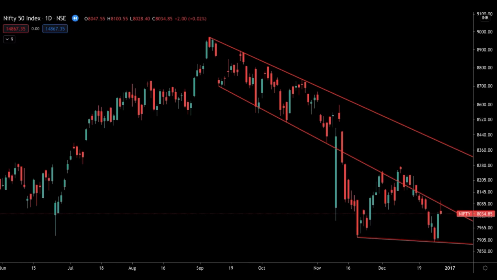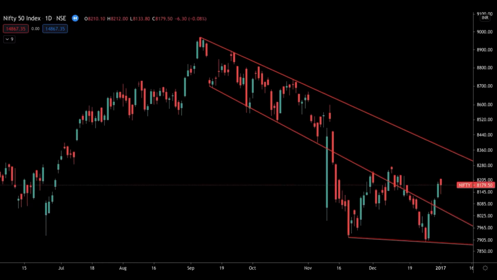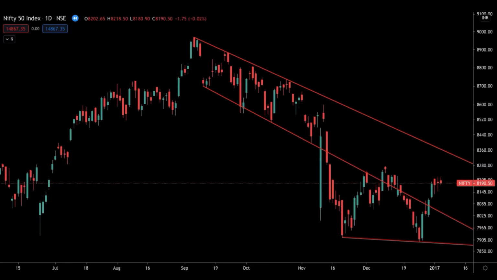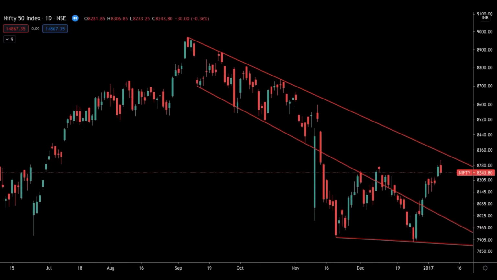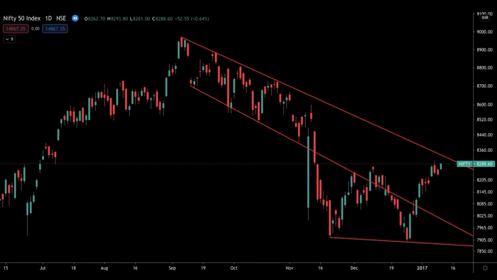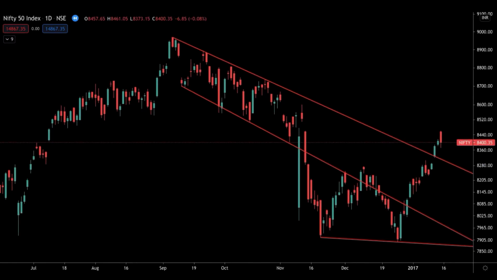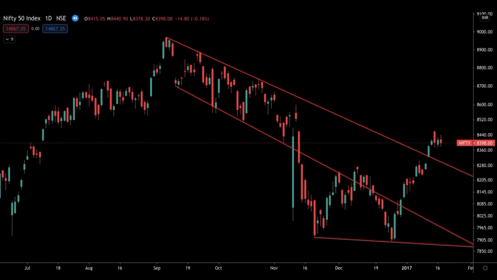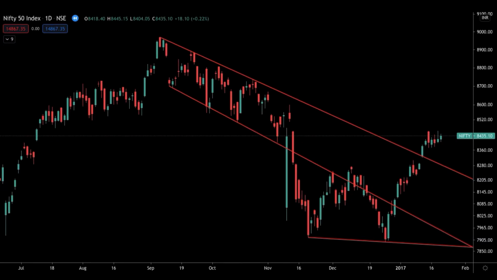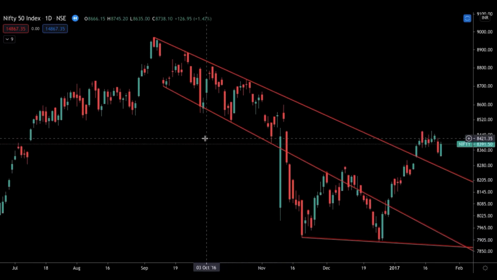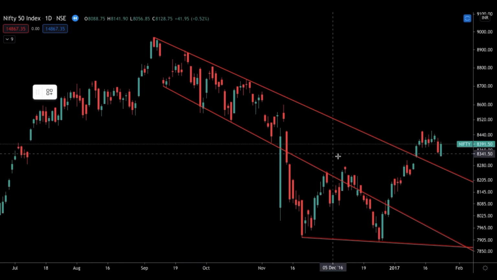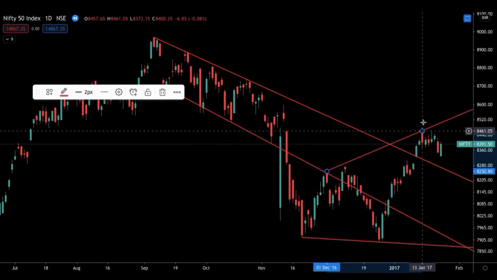Now post this, Nifty is trying to make another high, higher than the previous high. Over here it made another high on 13th Jan. Let's confirm it by a candle not crossing it above. Yes, now the high is confirmed and we can draw this trend line.